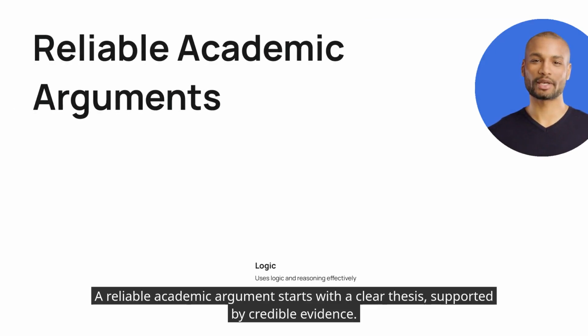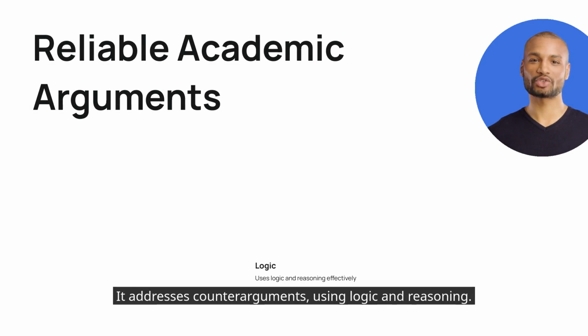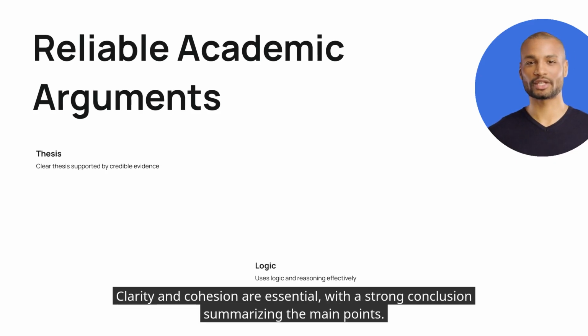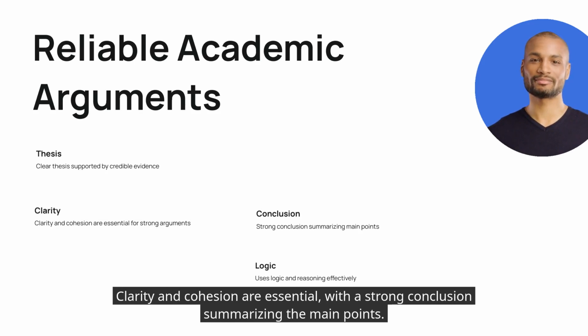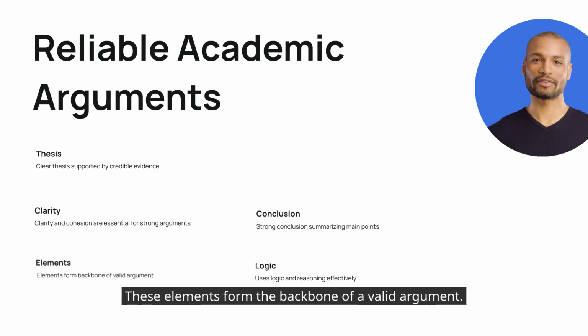A reliable academic argument starts with a clear thesis, supported by credible evidence. It addresses counter-arguments, using logic and reasoning. Clarity and cohesion are essential, with a strong conclusion summarizing the main points. These elements form the backbone of a valid argument.